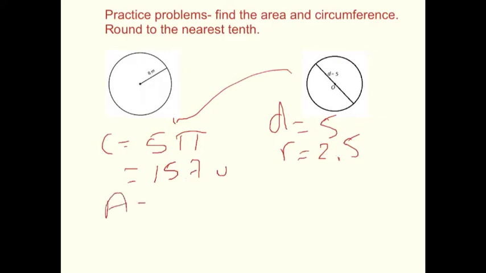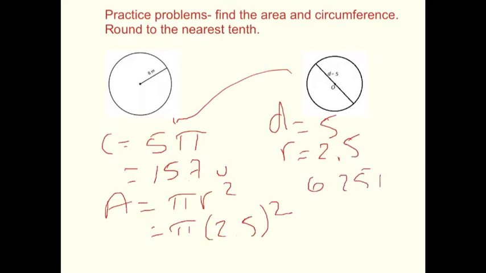And for my area, the formula is not going to change. It's going to be pi r squared. So I'm going to do pi times 2.5 squared. I'm going to square 2.5, and I'm going to get 6.25 pi. And then I'm going to multiply by pi. And I'm going to get approximately 19.6, and again it would be units squared because I don't know the units.